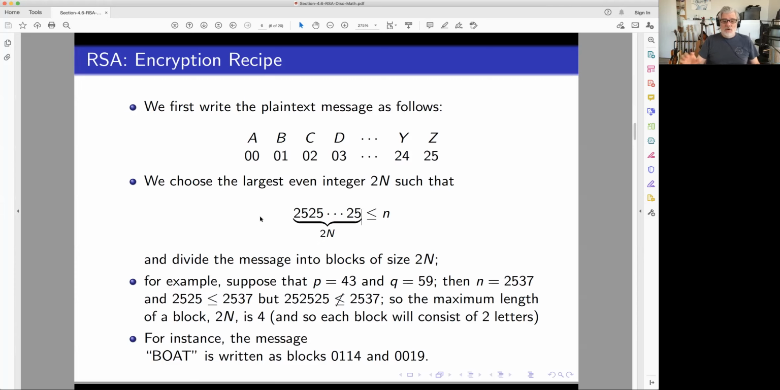Okay, so I want to take these blocks as big as possible. So I stack up as many 25s as I can, still having a number less than P times Q.